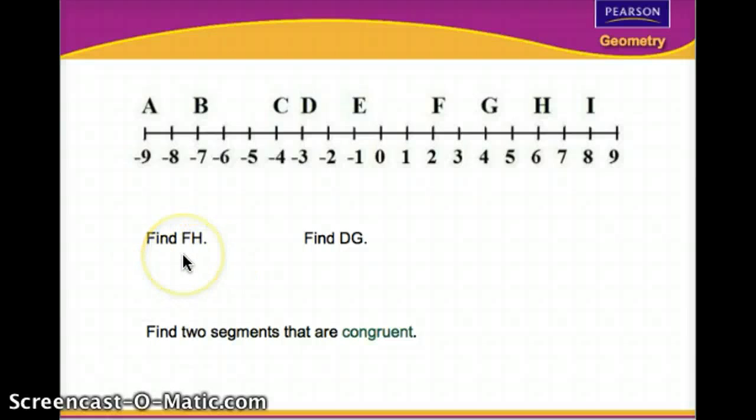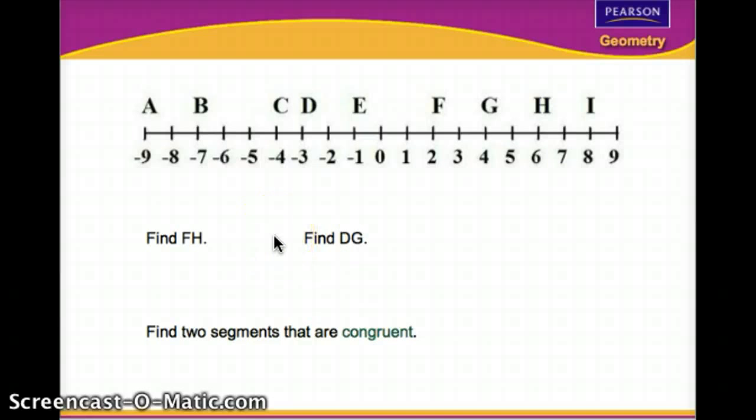Here it says find FH. All right, here's F, here's H. What am I supposed to do with that? This notation, without the bar over it, tells us to find the length of FH, and this one will tell us to find the length of DG.